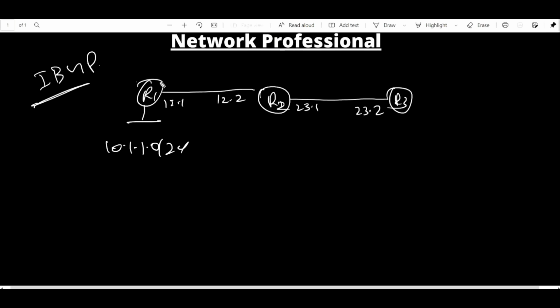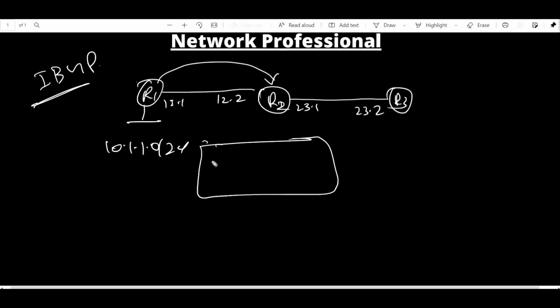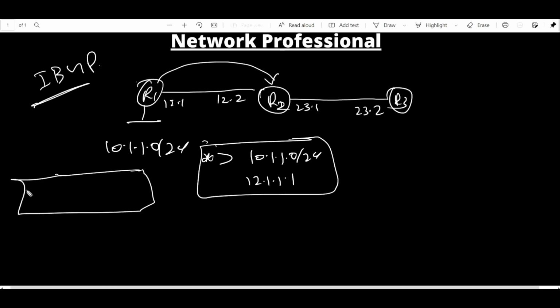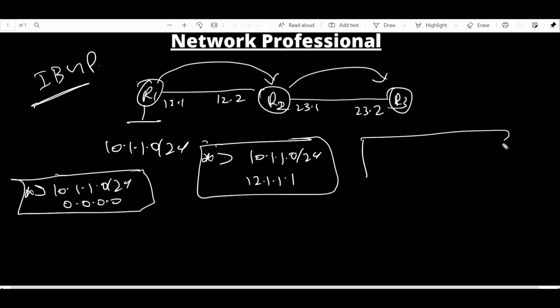If this router will advertise this prefix to R2, now R2 will make an entry in their BGP table that, okay, route is 10.1.1.0/24 and next hop is 12.1.1.1. For R1, how will R1 make an entry in their BGP table? Star, greater sign, 10.1.1.0/24 and next hop is 0.0.0.0. That means self-advertised route, right? This is a self-advertised route, fine. Now R2 will share this prefix to R3.